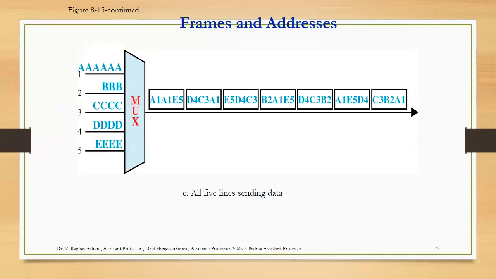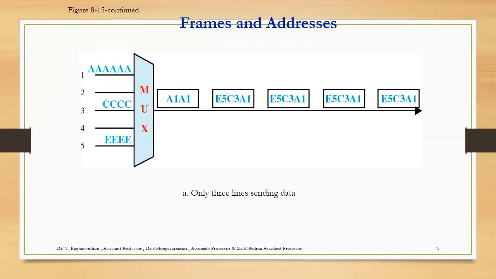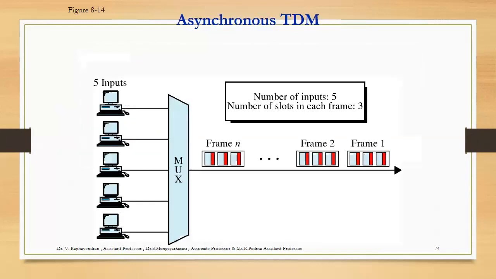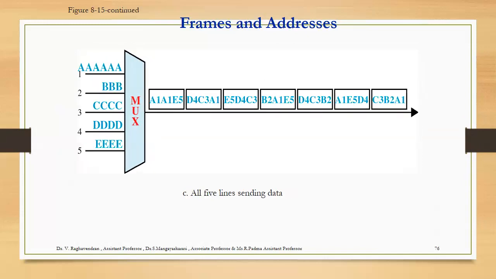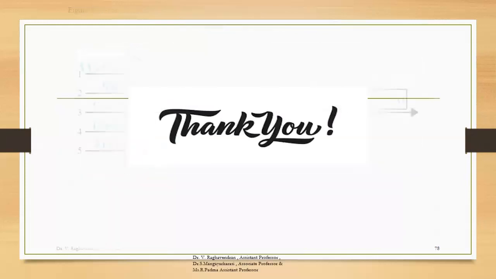The next example, where all 5 are present. All 5 lines are sending data, but previously I specified that the number of inputs is 5 and the number of slots in each frame is 3. So A1, B2, C3 is fixed. Next frame, D4, E5, A1, the same order will be followed.